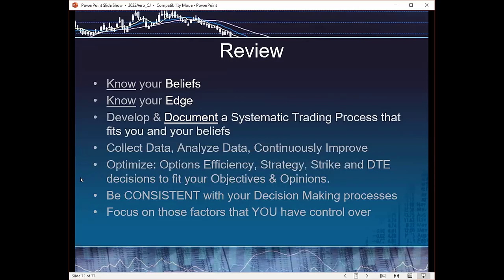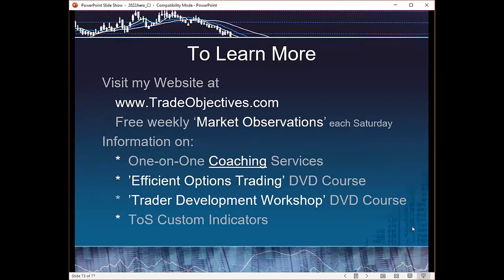Optimize the options efficiency, strategy, strike, and expiration decisions to fit your objectives and opinions. Be consistent with your decision-making processes. You're not going to have consistent results unless you have a consistent process. And then focus on those factors that you have control over. The market does what the market does, but there's only a few things you get to do: choosing what to trade, when to get in, when to get out. So get good at those decisions.